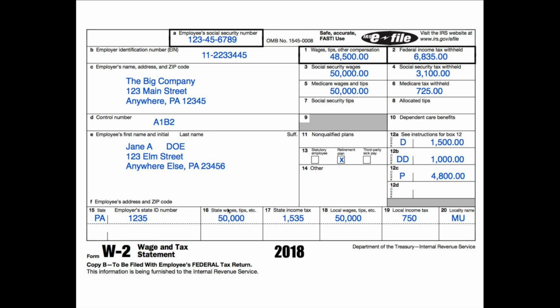We continue down to item 15 here. Pennsylvania is the state, and the tax identifier. Same $50,000 as mentioned here in boxes 3 and 5. Going to pay state taxes that are separate from your federal taxes. And again, local wages, tips, local income taxes, and the locality.